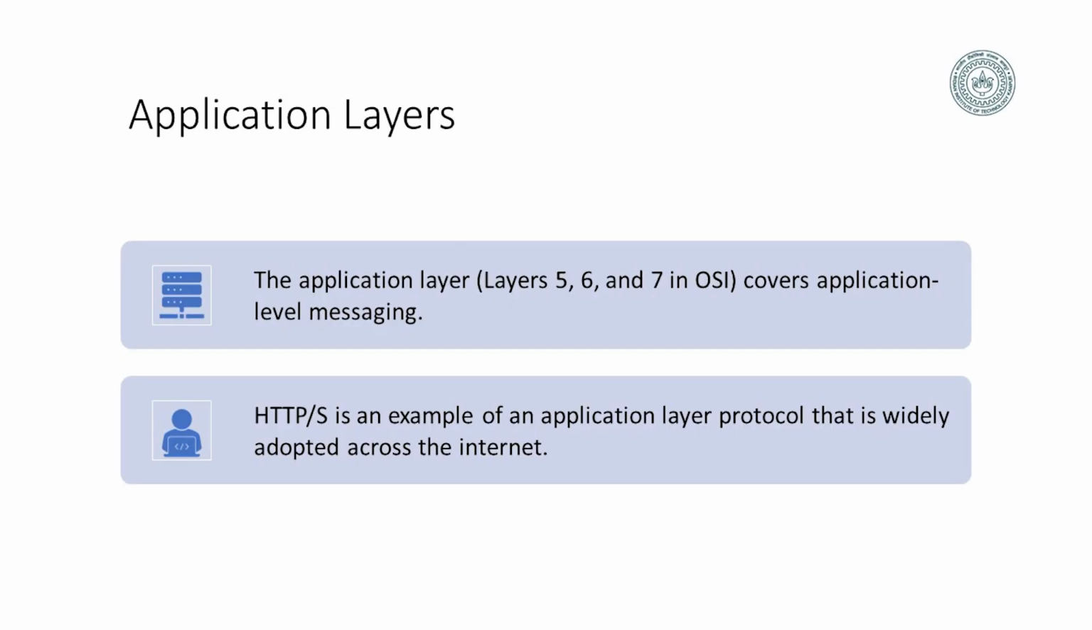And then you have the application layer. This covers layers 5, 6 and 7 from the Open Systems Interconnection model, and covers your application level messaging. For instance, at the application level you may use HTTP or HTTPS. It is an application layer protocol that is widely adopted across the internet. All the web addresses start with HTTP or HTTPS. Everyone knows what the S stands for?